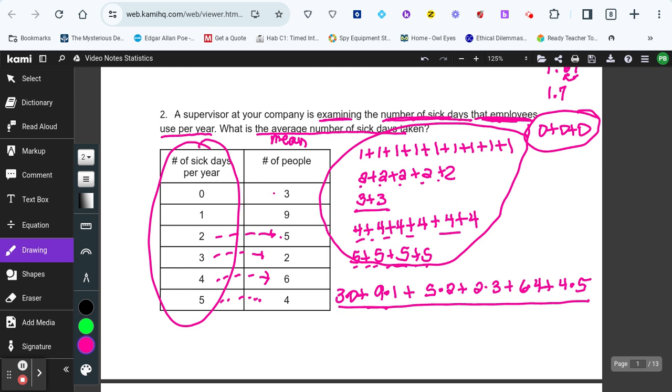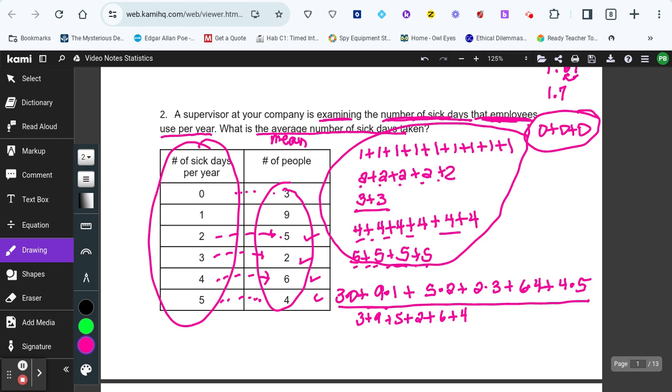So although 3 people didn't take any sick days, those 3 people are still included in my total. So 3 plus 9 plus 5 people there, plus 2 plus 6 plus 4. All right. So I'm going to tally up all my people. Don't tally up the sick days. Tallying up the sick days is on the top. Tallying up the total number of people will be on the bottom.